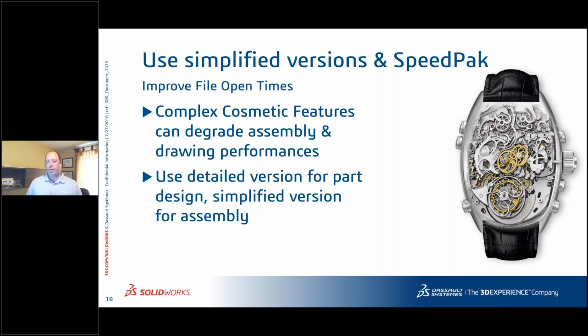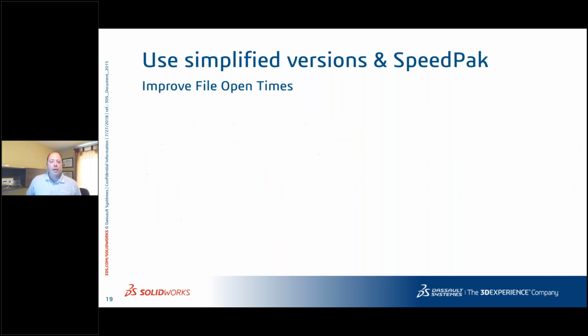So one method we want to show is, at the part detail level, you might want to have the full detailed part for the part drawing, for example, the detailed drawing. But as you take this part and put it into an assembly, at the assembly level, using a simplified version is going to help you, not only in file open time, but also rebuild times in many cases. So when should we use a simplified version? There are a few cases where a simplified version makes a ton of sense.